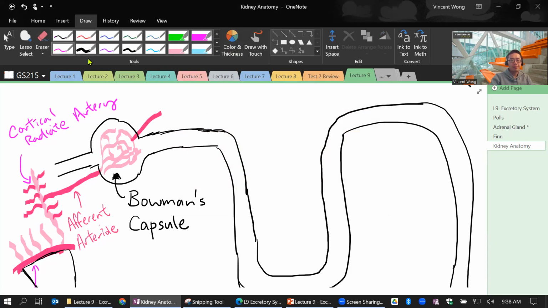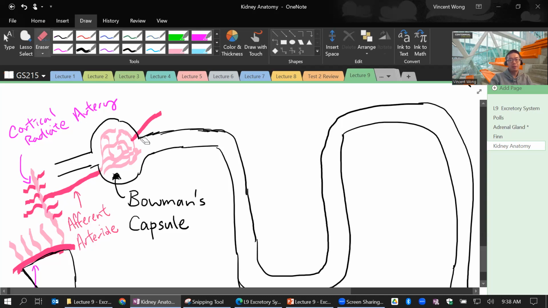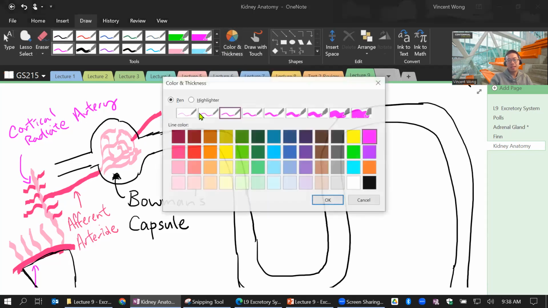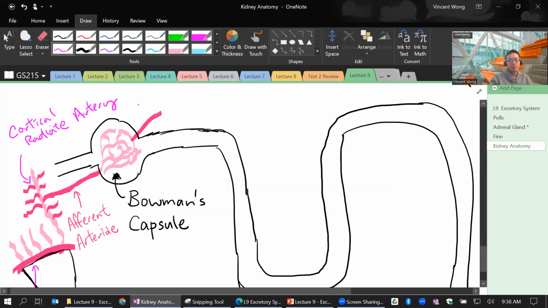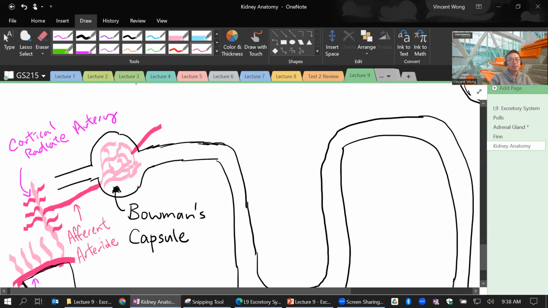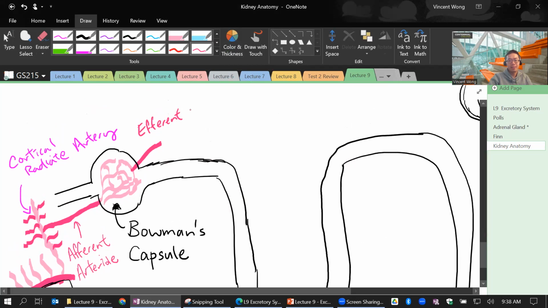Now help me out here. If this is the afferent arteriole, what do you think we call the one that's leaving? You probably can guess that, right? Was it efferent? That's right. It is the efferent arteriole. Efferent, right? It's exiting, right? It's coming out, right? Arteriole.